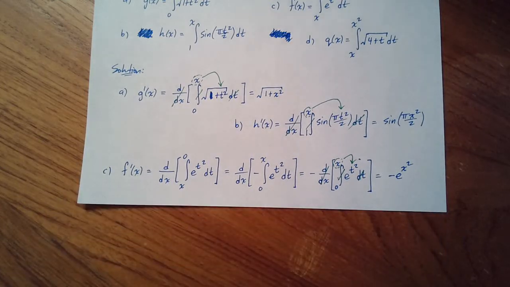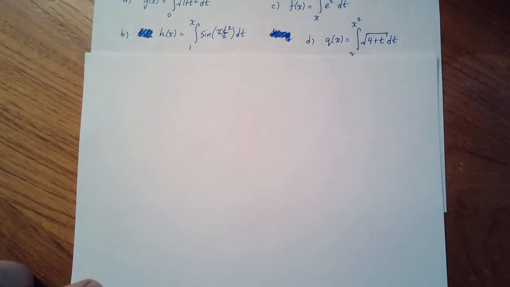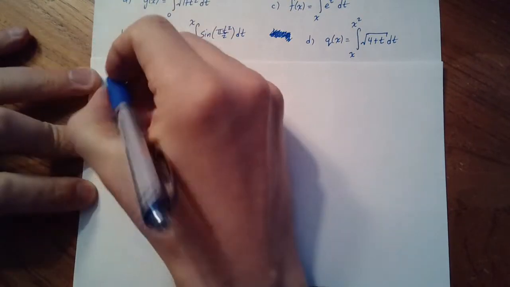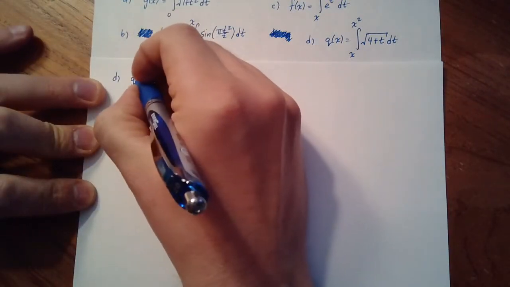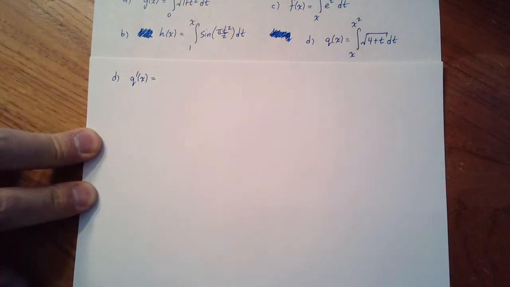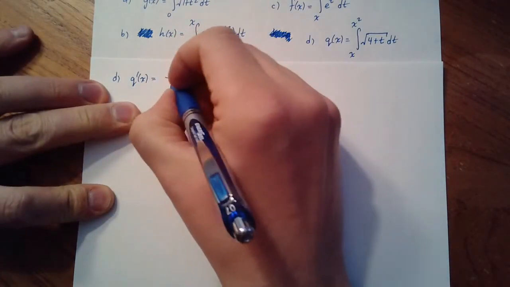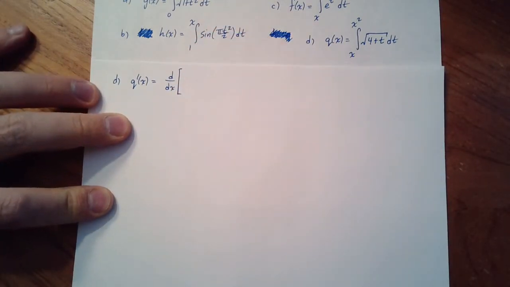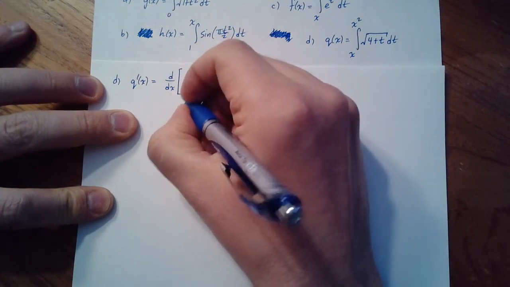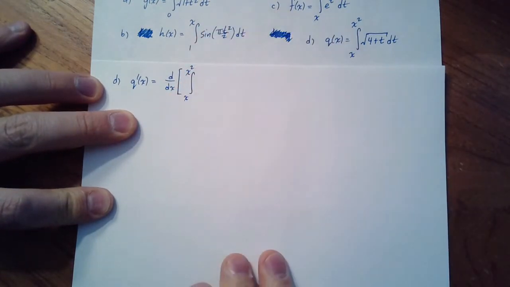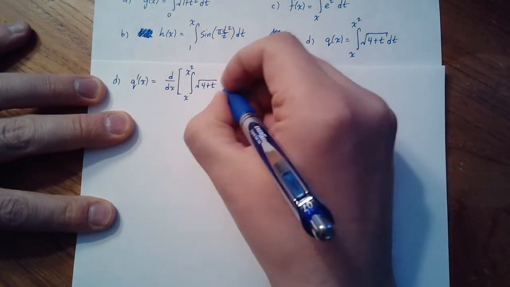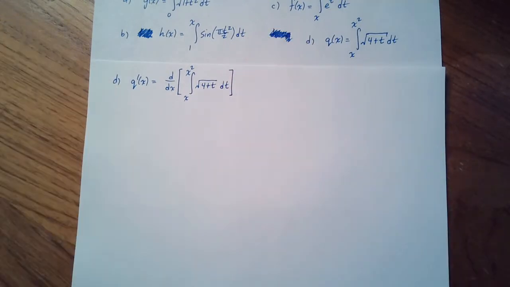Okay, so let's look at the trick that's required for part D. I'm just going to put this over top so that we can still see the original question, part D, which is up here. So what we want to do is find q prime of x. My first step is going to be the same as in all the other ones. I'm going to rewrite the problem, but with different notation. This is the derivative with respect to x of the following. I want to take the definite integral of the square root of 4 plus t from x to x squared. And there we go. Now I've got the problem just phrased differently.